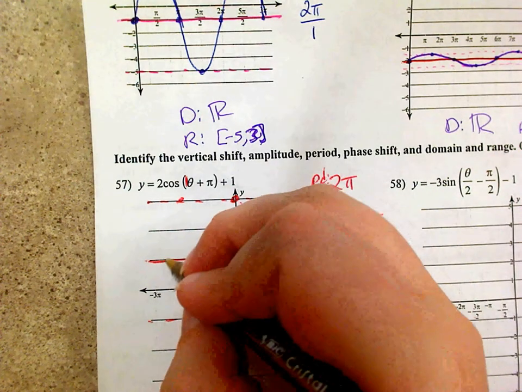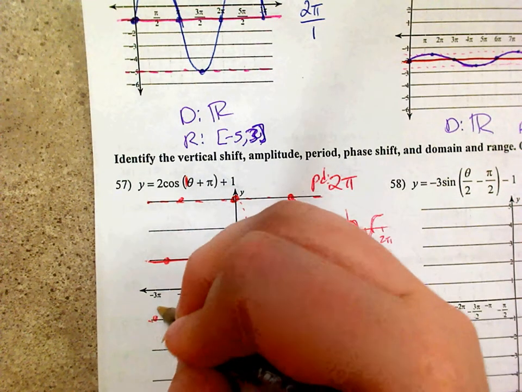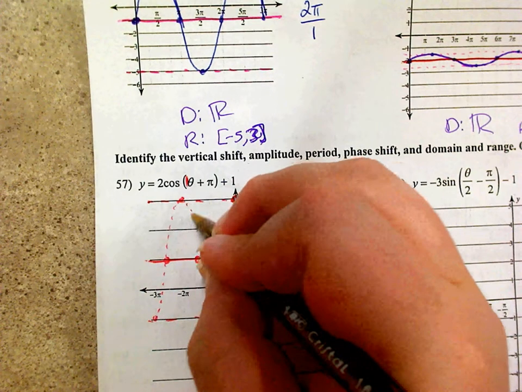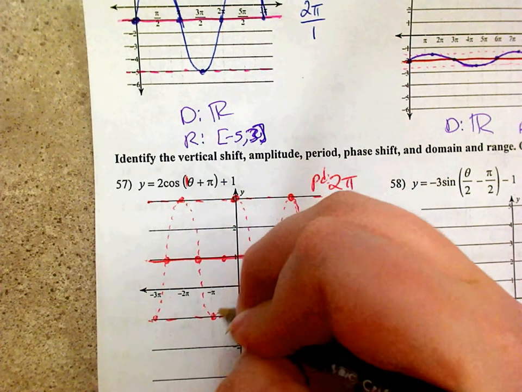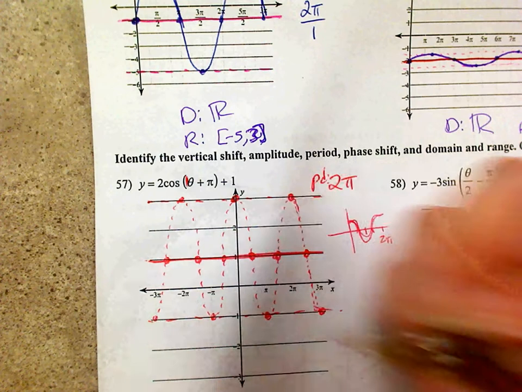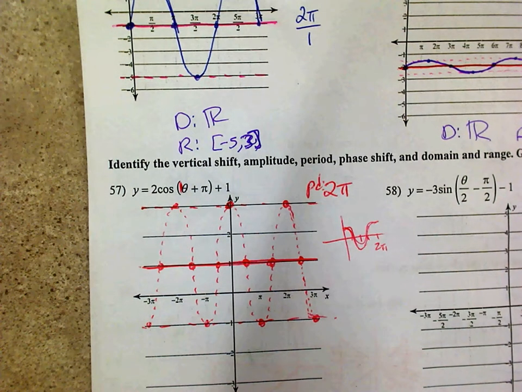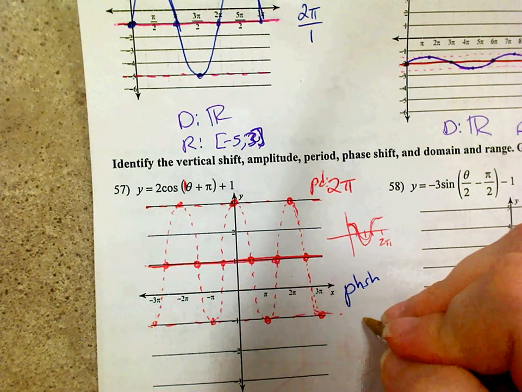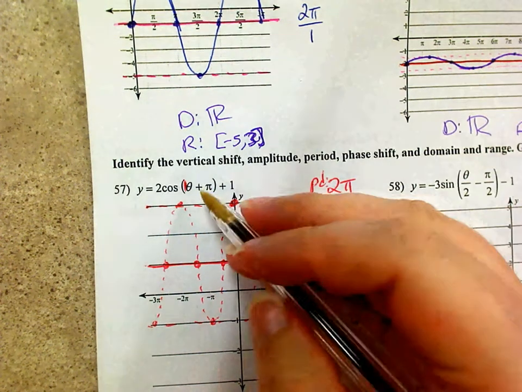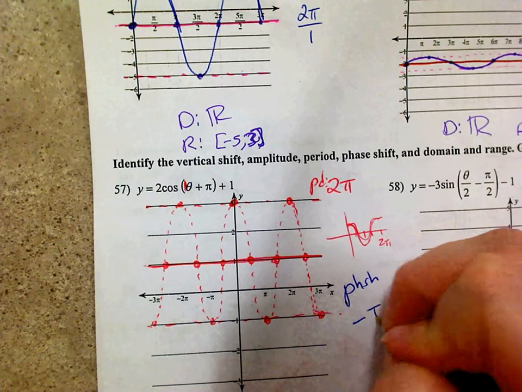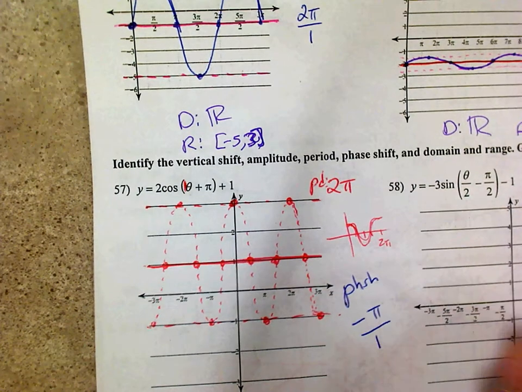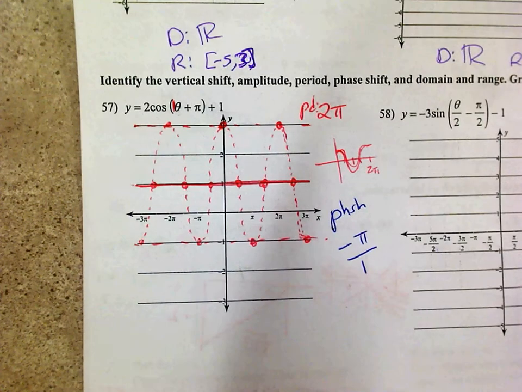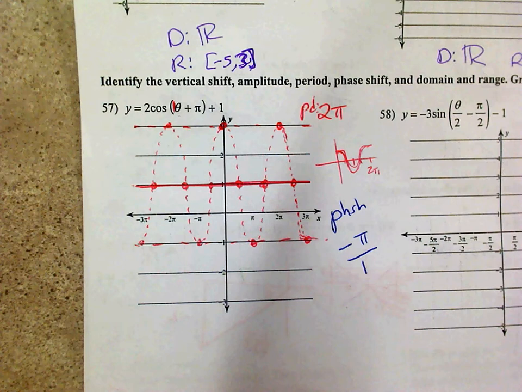Okay, well now the phase shift is -c/b. Phase shift is -c, in this case pi, over b, which is 1, which really just means move to the left pi. Okay, well this is actually pretty easy because this right here, it's 0. It's right here. Well, move it to the left pi, so it should be at -pi.